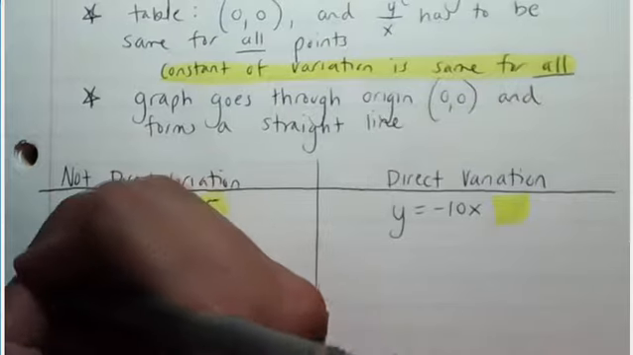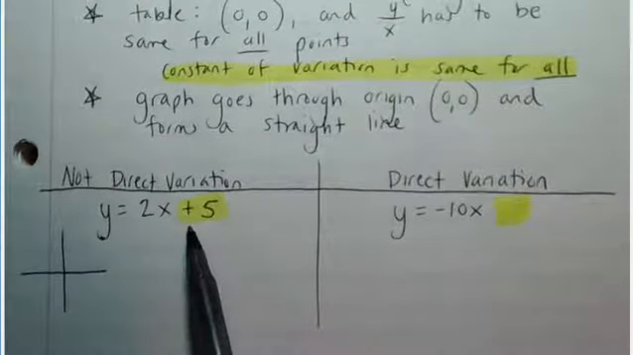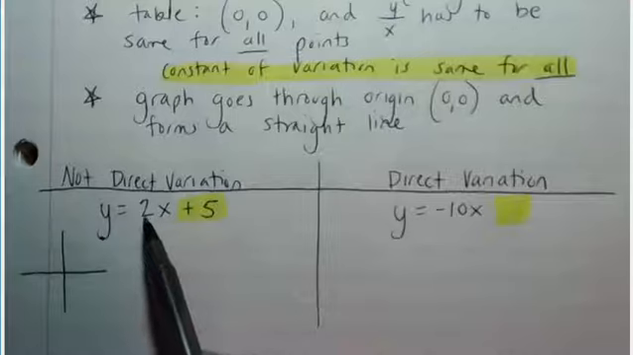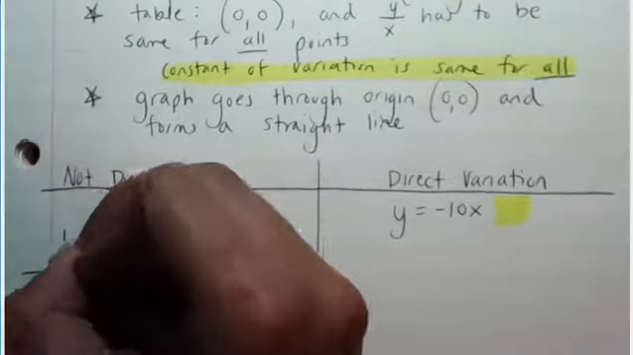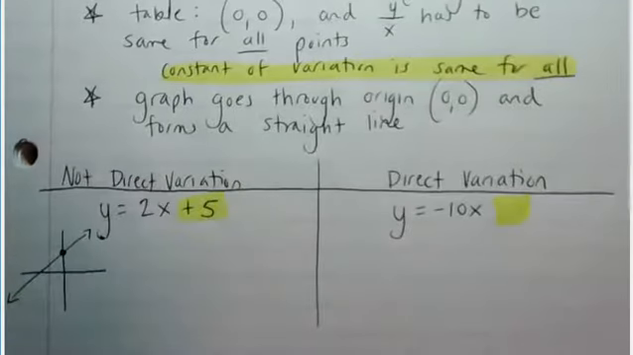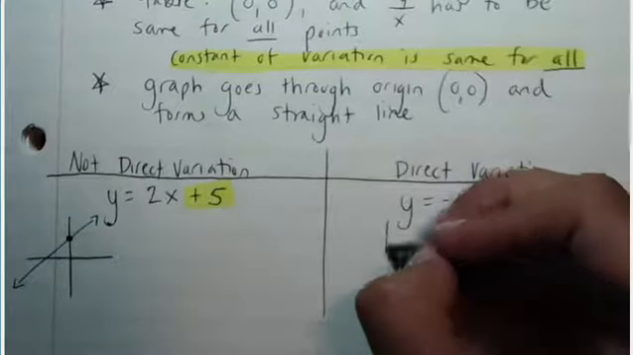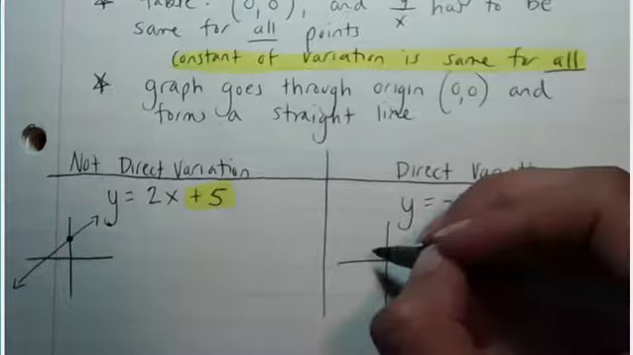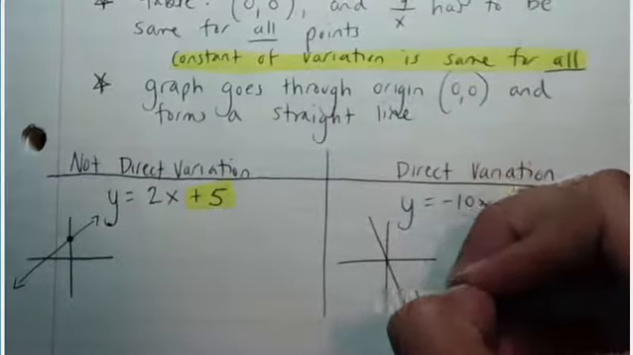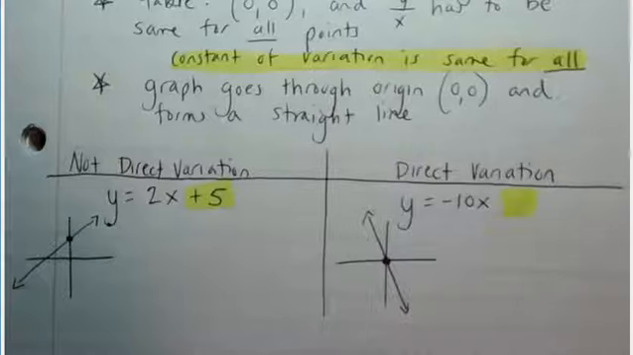If I drew a graph of something that's not a direct variation, for instance this one, it's a positive slope, so it's going up from left to right, and the y-intercept is 5. So let's say it looks something like this. That would be considered not a direct variation. It does not go through the origin. Over here I have my graph. It's a negative slope because it's negative 10, but this time it goes through the origin because the y-intercept here is 0.